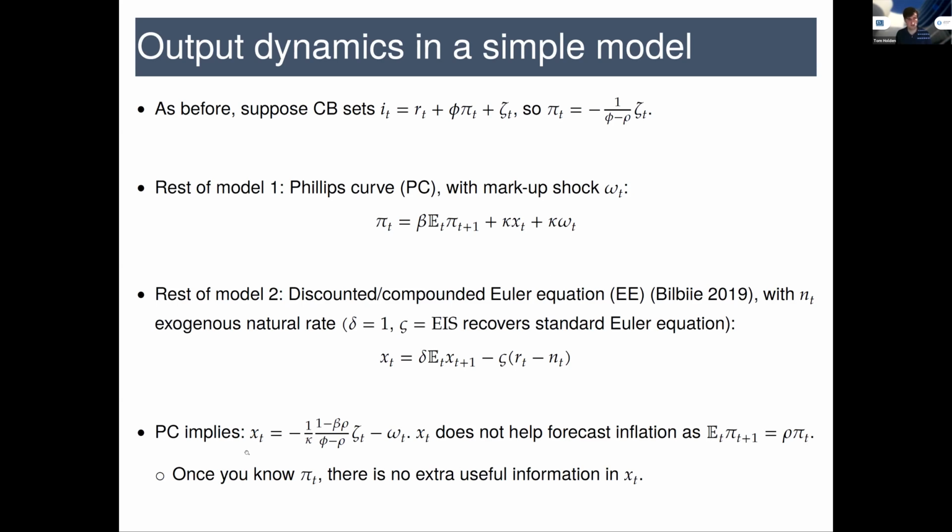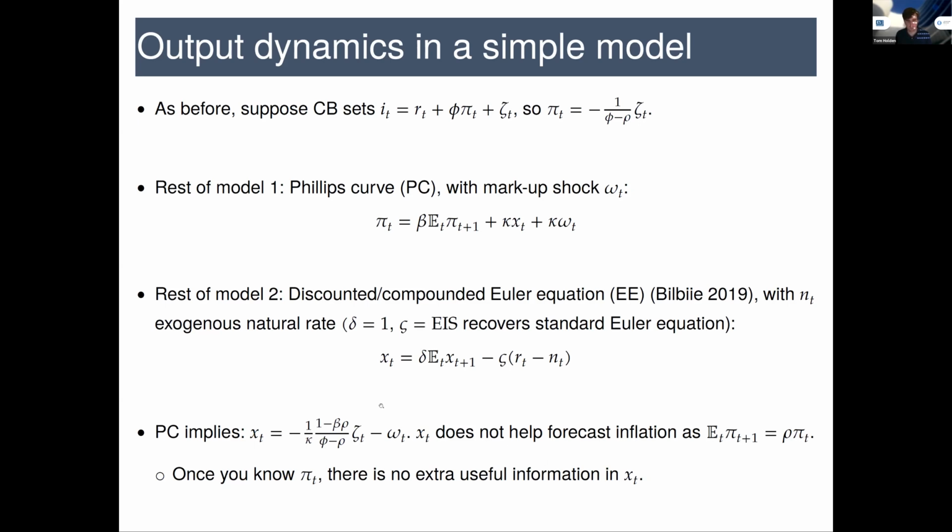So the Phillips curve is implying that x is decreasing in the monetary policy shock. A contractionary monetary policy shock is going to reduce output, as you would expect. And it also makes clear why the output gap is not useful for forecasting inflation, because, remember that ζ is following an AR(1) process, so the optimal forecast of inflation is just going to be ρ times current inflation. So once you know current inflation, there's just no extra information in x. Maybe x is telling you something about these shocks, but there's nothing extra you can learn. You can already make the efficient forecast just from the current level of inflation.